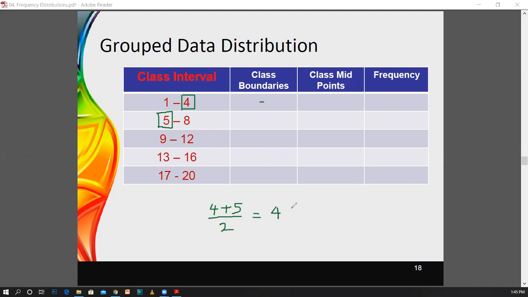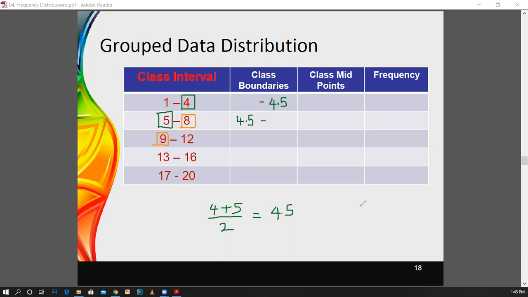Now you can see the value is 4.5. Therefore, the upper class boundary of the first class is equal to 4.5. Then this would be the same as the lower class boundary of the next class, which is also 4.5. Then we can use the same approach to obtain the next class boundary, where 8 and 9 will be selected.